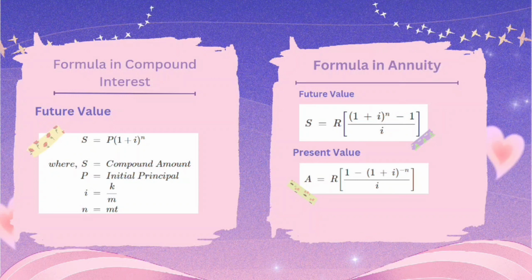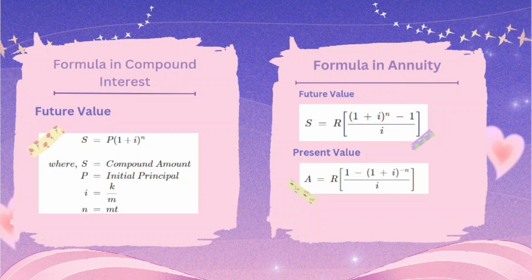The future value formula is S equals R[(1 + i)^n - 1] divided by i. S stands for the future value of the annuity at the end of an interest period. Meanwhile, R stands for periodic payments and i is the interest rate per interest period in percent.